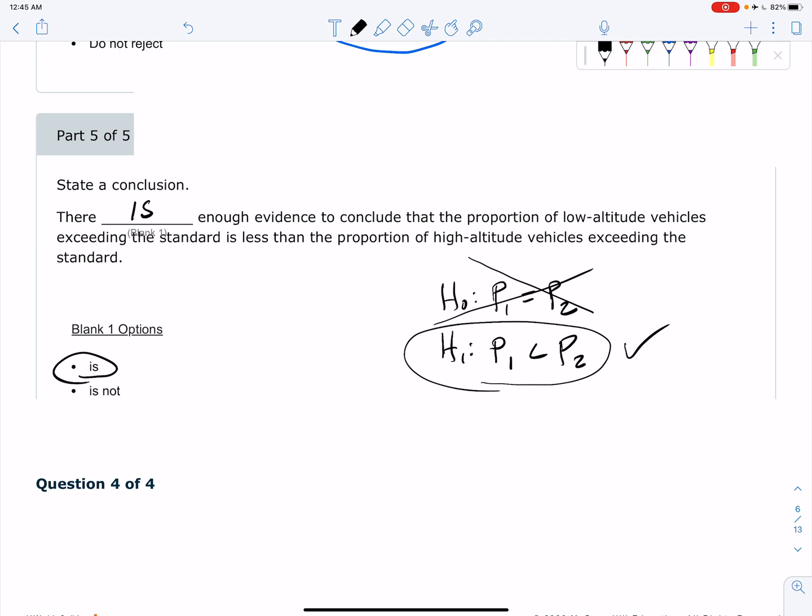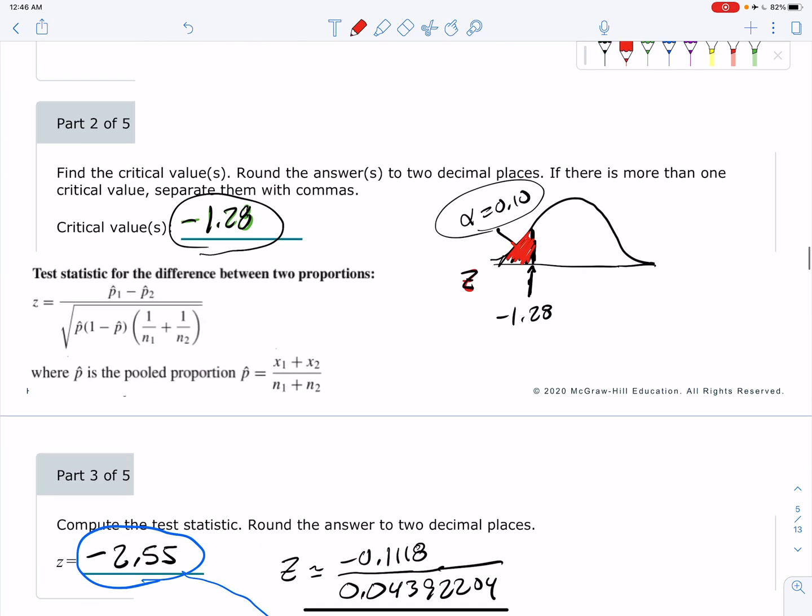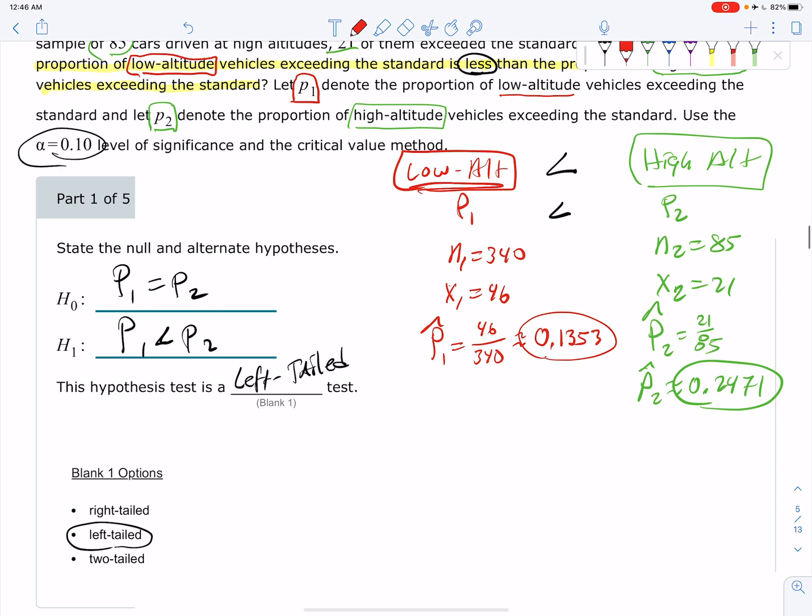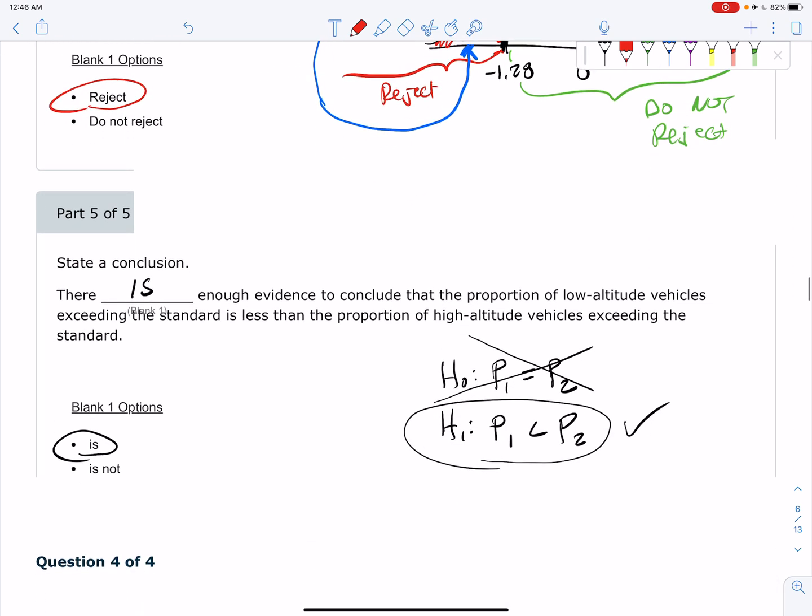And so you're going to see that play out in this statement. There is enough evidence to conclude that the proportion of low altitude vehicles, which remember was P sub 1 and it was red, so I'm going to use color to back that up, exceeds the standard is less than, so there's our symbol right there, less than what? The high altitude vehicles, which was P sub 2. Okay, and that's kind of how that works.